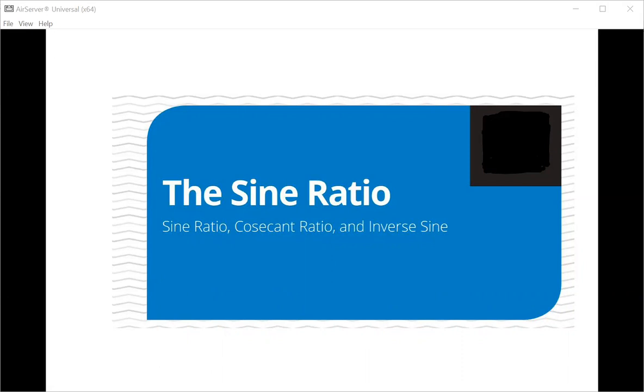In this particular lesson, given a reference angle again, we're going to explore the relationship between the length of the side opposite and the hypotenuse in a right triangle, and this is going to be known as our sine ratio. So in this video, we're going to be covering both the sine ratio and the cosecant ratio.